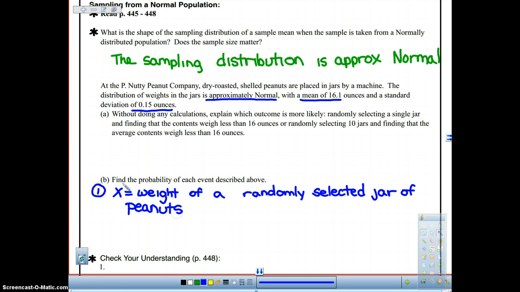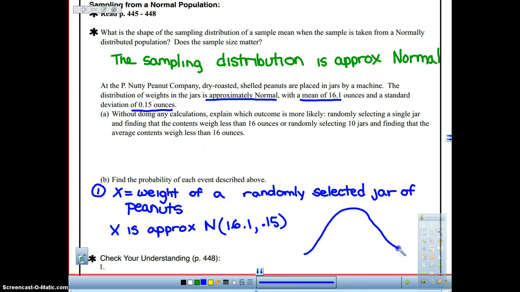Okay, since this is just one jar out of my entire population, I know that x is approximately normal because it's my population with a mean of 16.1 and a standard deviation of 0.15. So I can draw my picture. If my mean is 16.1, I'm looking for what's less than 16. So I'm looking for all of this right here.